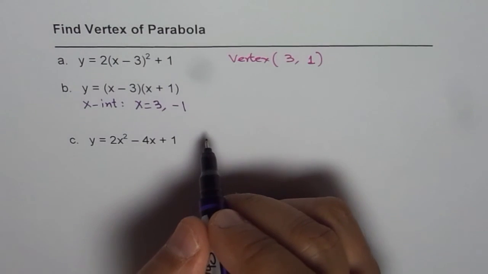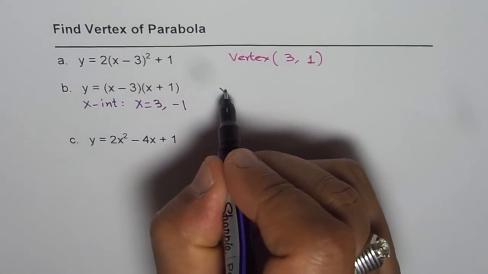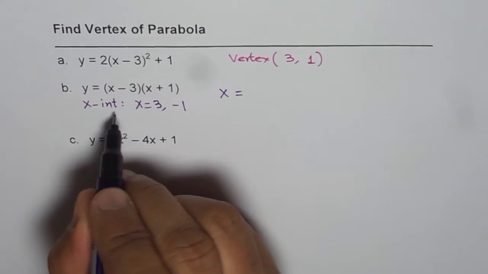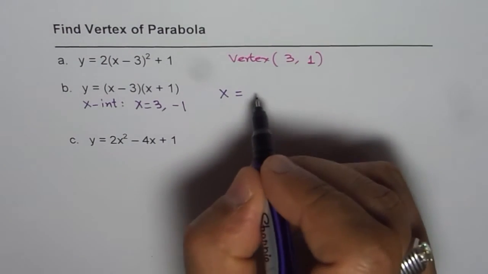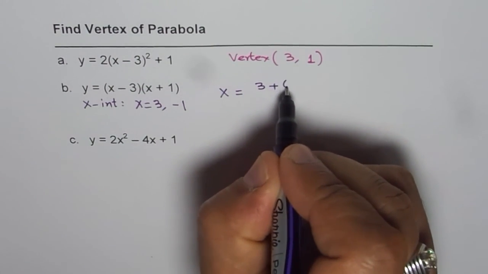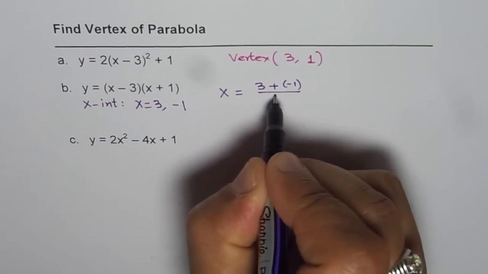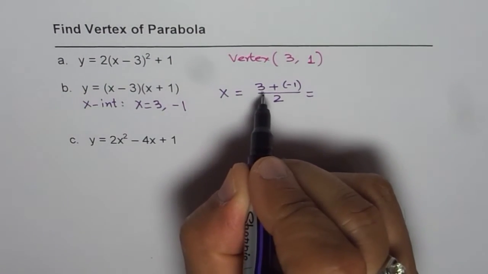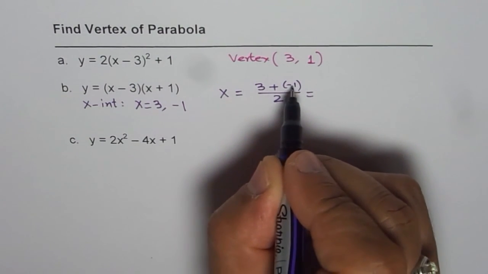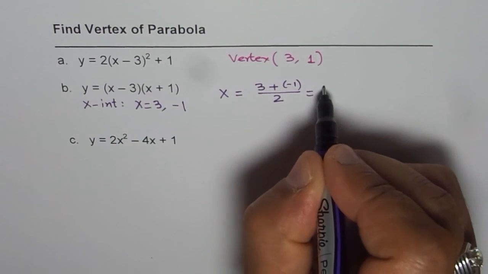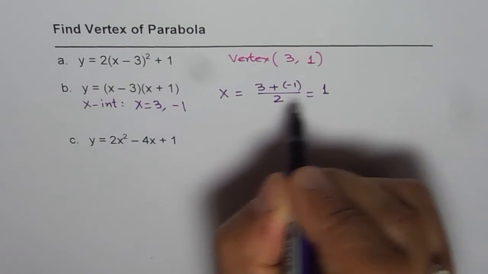Center means midpoint, right? So the midpoint will be at x equals, let's add them and divide by 2. So (3 plus minus 1) divided by 2. 3 minus 1 is 2. 2 divided by 2 is 1. So that is the x value.